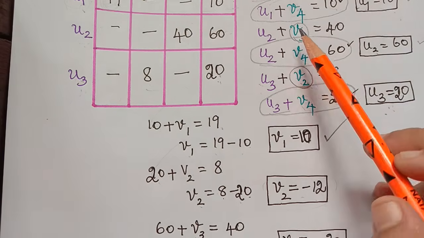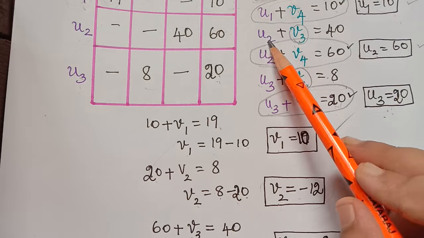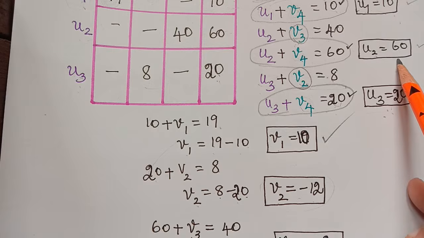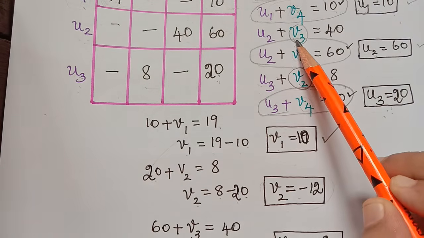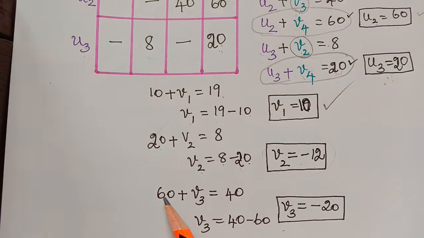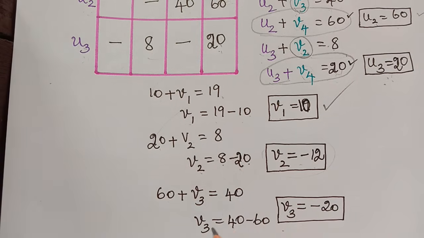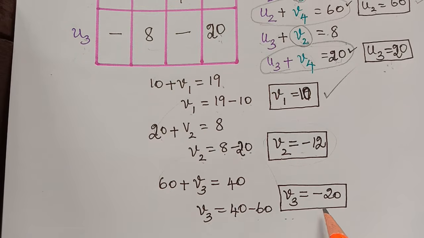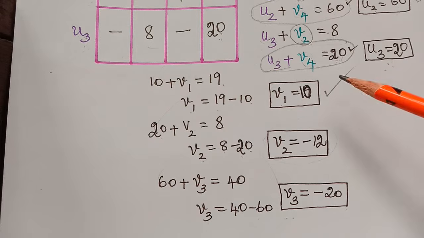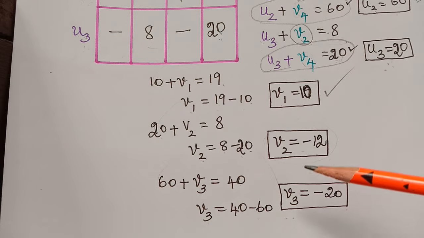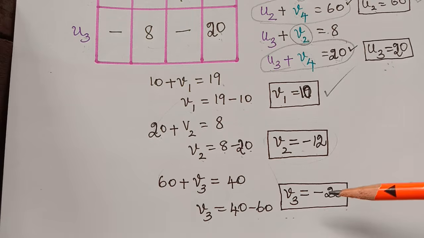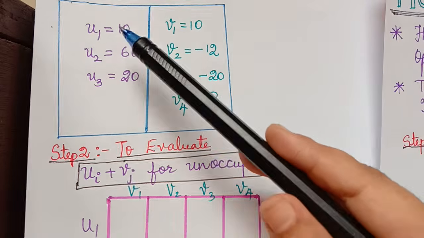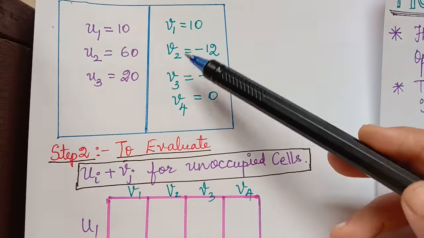And the last that we are going to evaluate is V3. That is U2 plus V3 is equal to 40. Now what is U2? U2 is 60. So 60 plus V3 is equal to 40. So I have written that here. So V3 will be equal to 40 minus 60, and so V3 is equal to minus 20. Now we have evaluated all the values of U1, U2, U3, V1, V2, V3 and V4. So let us write it all together now. So now we have written all the values of U1, U2, U3, V1, V2, V3, V4.